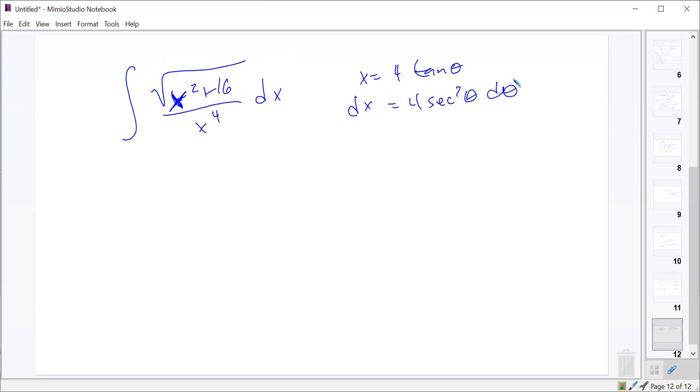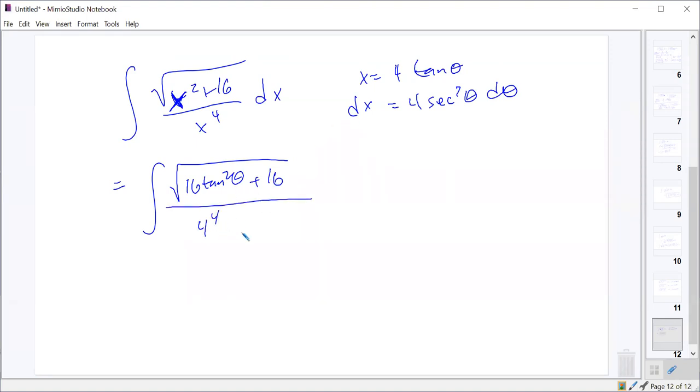Then we just go back in and we do all of this substitution. So this becomes an integral of the square root of 16 tangent squared theta plus 16 over 4 to the 4th tangent to the 4th of theta, and then we have a times a 4 secant squared theta d theta. And we should be able to do some simplification here.